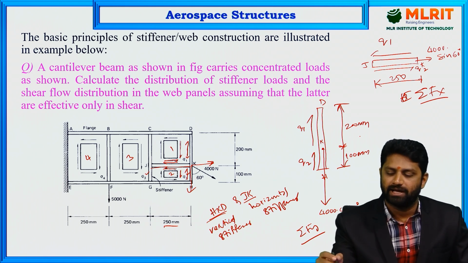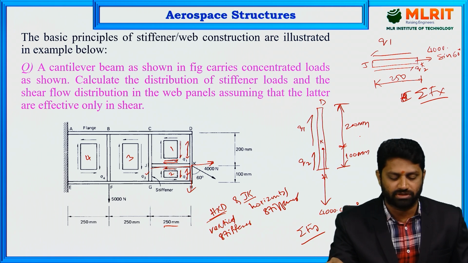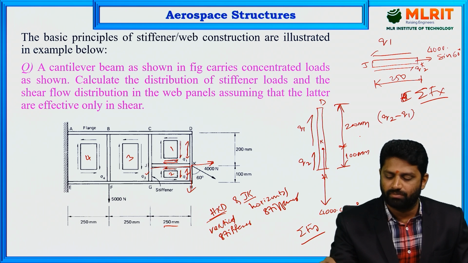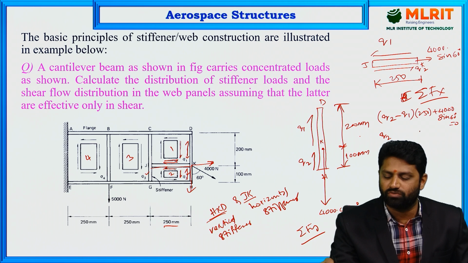So for JK, if you consider sigma F, taking the positive direction to the right side, you can write Q2 minus Q1, the shear flows, multiplied by the same length, that is 250, plus 4000 sine 60, equal to 0. This is the equation you write, and you can rewrite it in terms of Q2 and Q1.